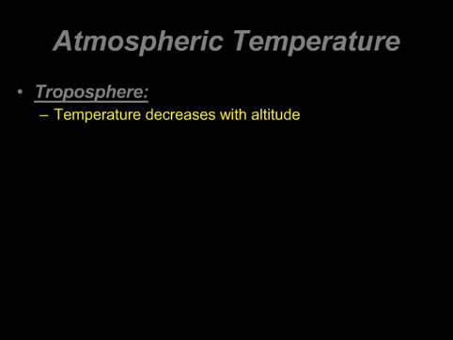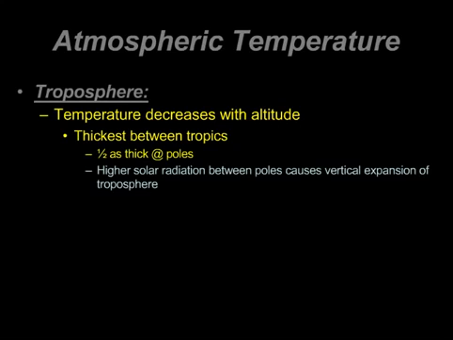Here in the troposphere, temperature decreases with altitude. We know this if we go up a mountain, if we go up in a plane, or if we go up in a hot air balloon, then it gets cooler as we increase our elevation. And a characteristic I've talked about on a previous slide is the fact that the troposphere is actually thickest in the tropics, about half as thick there at the poles.